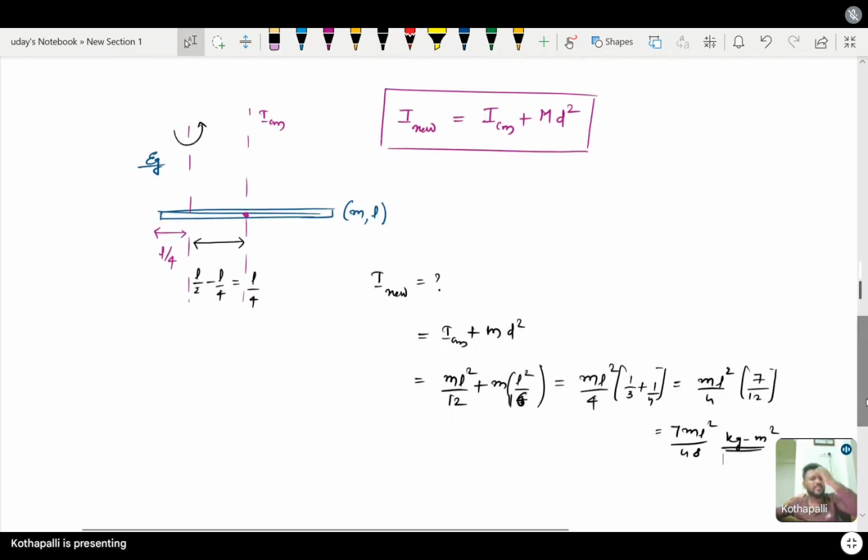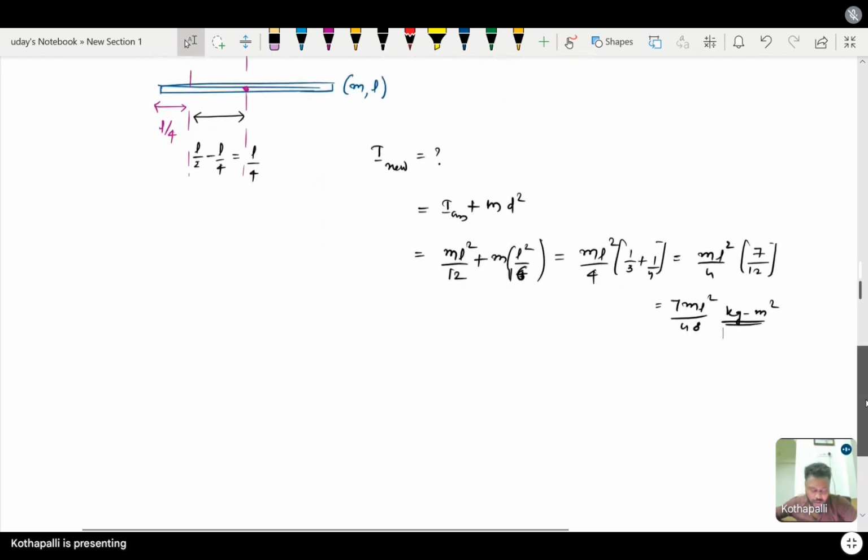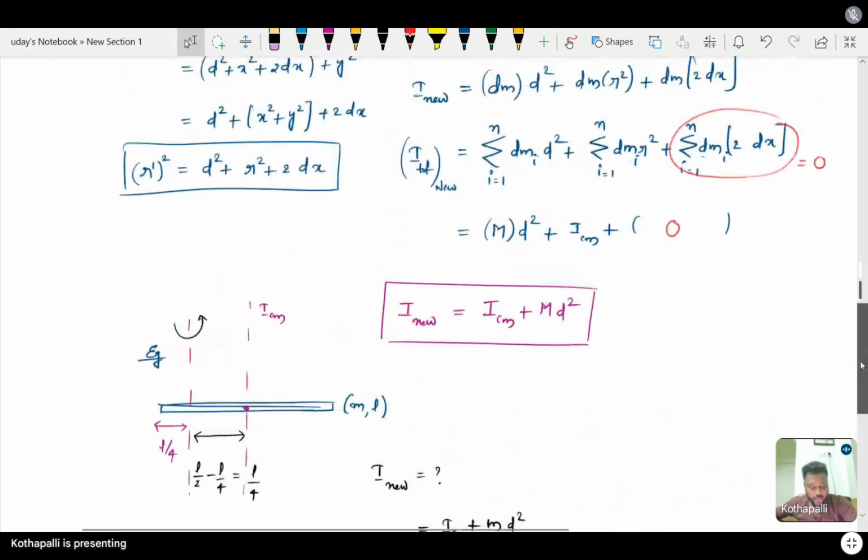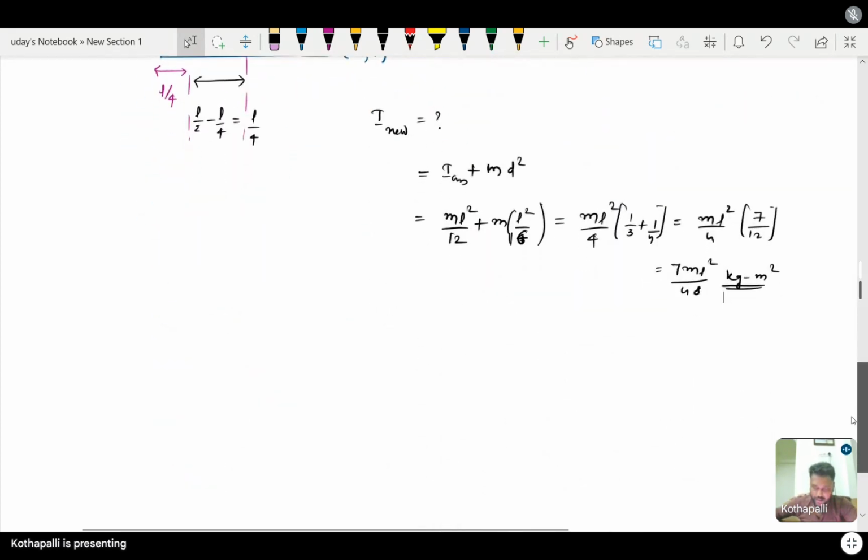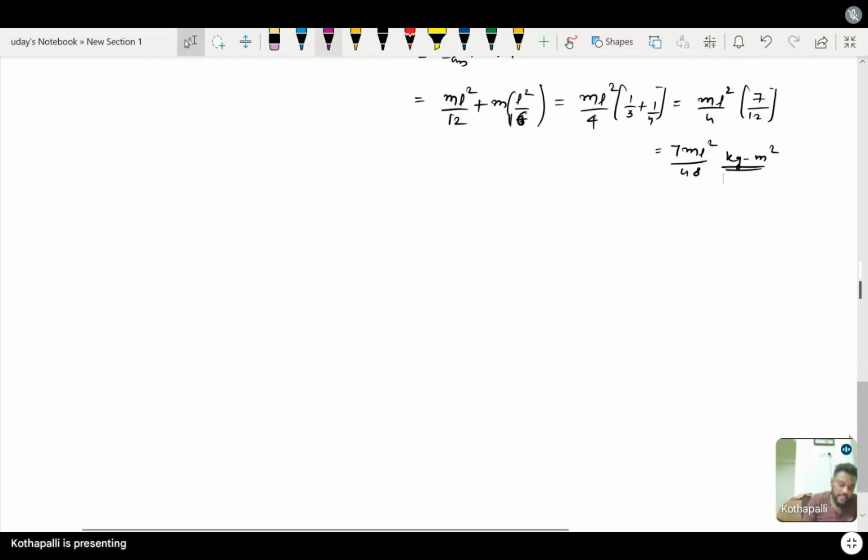Any condition like this will be calculated based on this. Remember, one axis must be passing through the center of mass of the given lamina, maybe 1D or 2D or whatever it is. Remember that point alone clearly. Now let's talk about the perpendicular axis theorem too, and then we will see the applications. Okay, let's take the perpendicular axis.